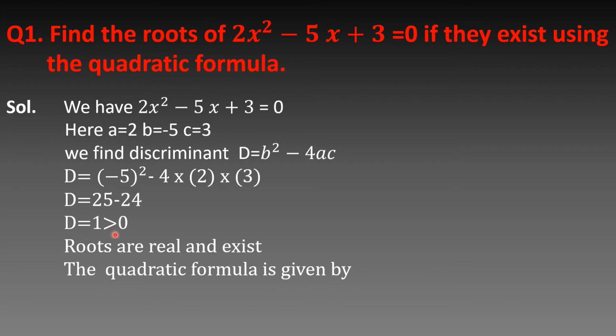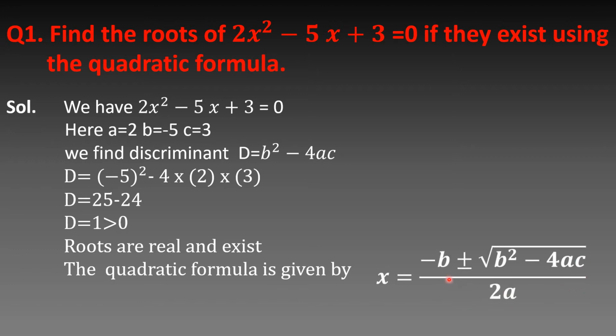So 1 is greater than 0, which means our discriminant is greater than 0. When such a condition exists, it means the roots are real and exist. So after the existence of the roots, we can apply the quadratic formula. Our quadratic formula is given by x equals minus b plus minus under root b square minus 4ac upon 2a. Here b square minus 4ac is the discriminant.